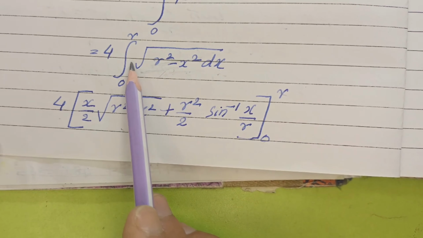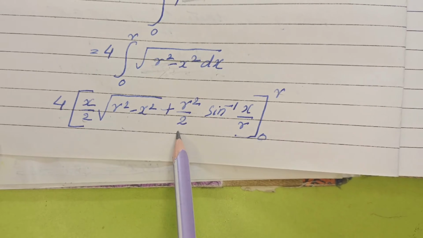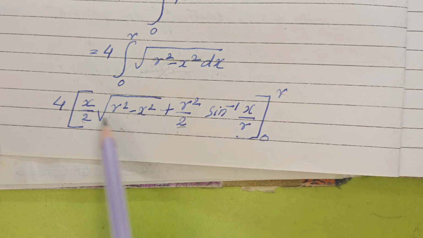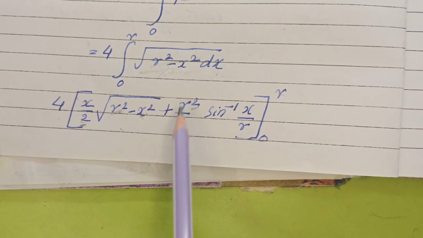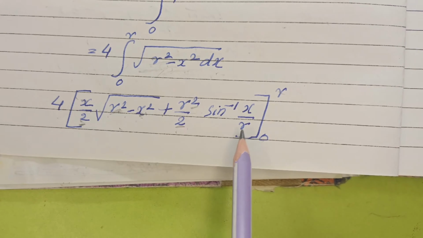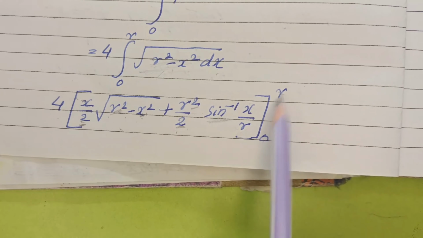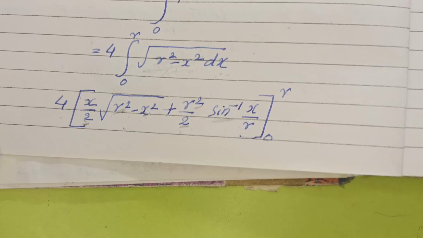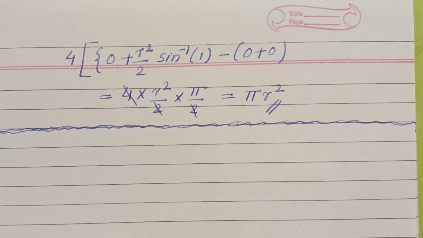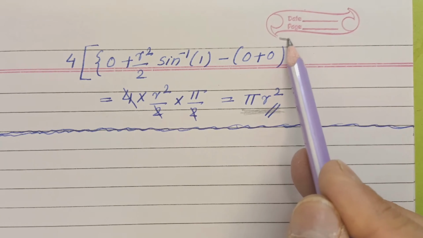Now the integration of this is the formula x by 2 root of r square minus x square plus r square by 2 sine inverse x by r. Here r square takes the place of a square, and x replaces x, and you should have remembered this formula. Then you replace the upper limit r and lower limit 0, and subtract them to get your integral value, and that would obviously be pi r square. So the area of a circle is pi r square, right? You solve and you get it. If you get this, then you're doing well, and if not, you have to make a note.